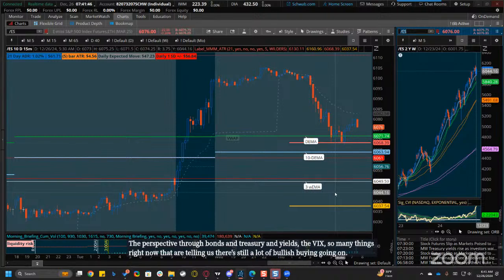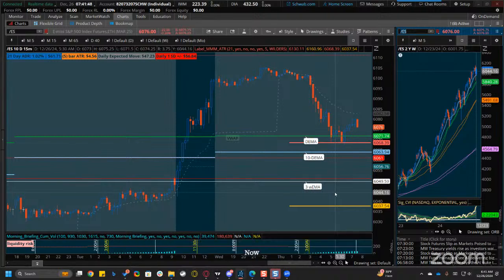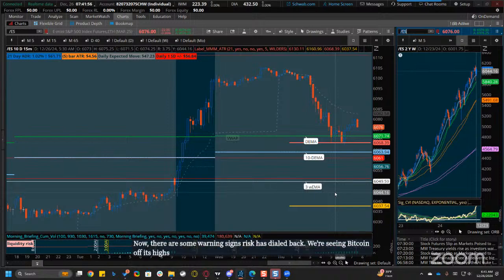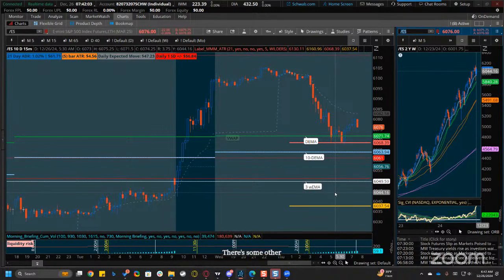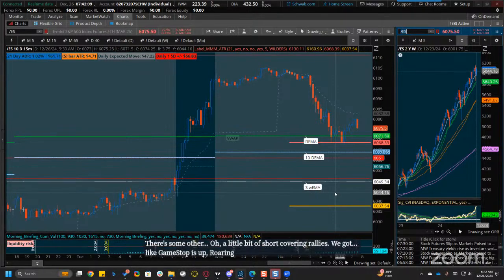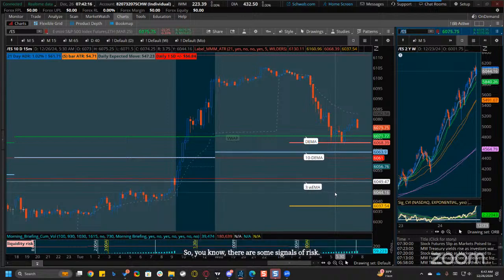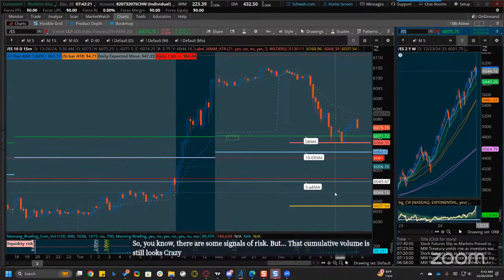So many things right now that are telling us there's still a lot of bullish buying going on. Now, there are some warning signs, risk has dialed back. We're seeing Bitcoin off its highs and fading. There's a little bit of short covering rallies. We got like GameStop is up. Roaring Kitty was out on social media hyping that up a little bit. So, there's some signals of risk, but that cumulative volume still looks crazy bullish.